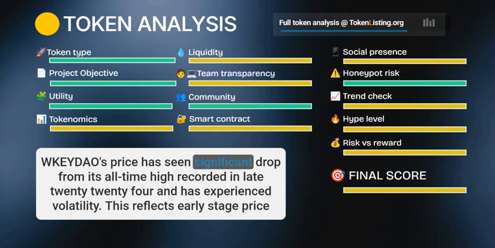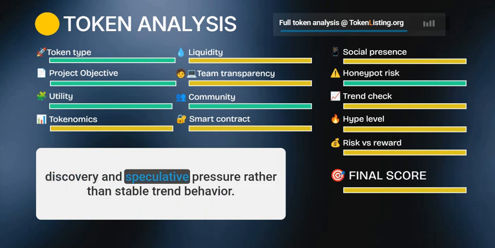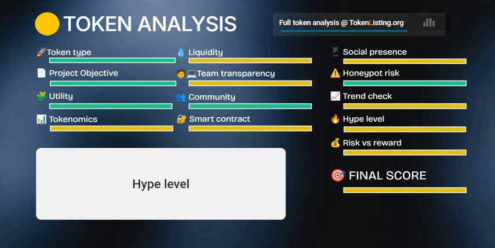Trend check. WEBKEY DAO's price has seen a significant drop from its all-time high recorded in late 2024 and has experienced volatility. This reflects early-stage price discovery and speculative pressure rather than stable trend behavior.